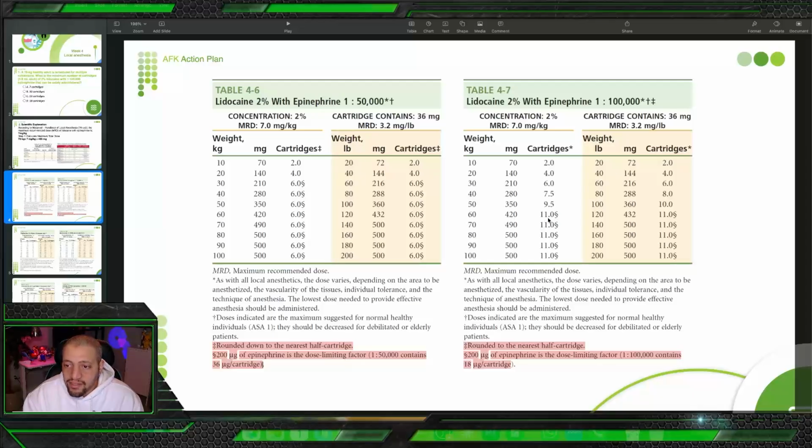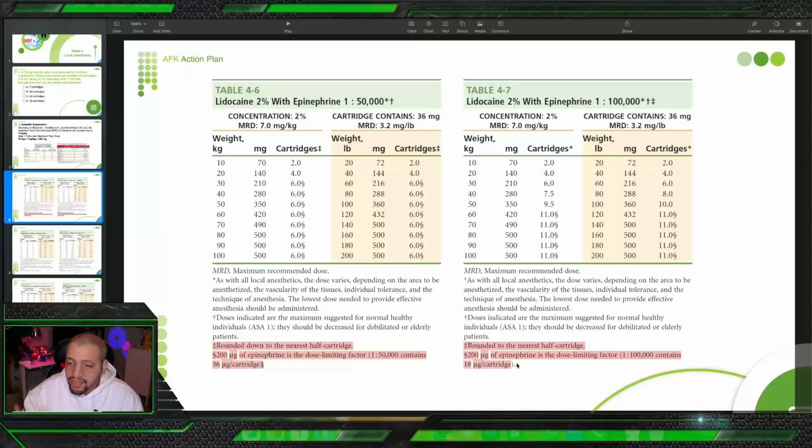So why is the final answer 11? Look at this mark and read here. 200 microgram of epinephrine is the dose limiting factor. 1 to 100,000 contains 18 microgram per cartridge. So this is the cutoff, and this is the number we are going to avoid exceeding. This is going to be our maximum for the kid, for the adult, for anyone.